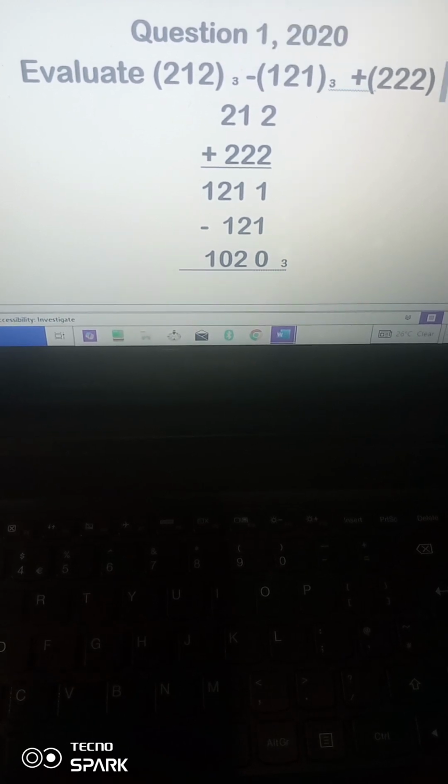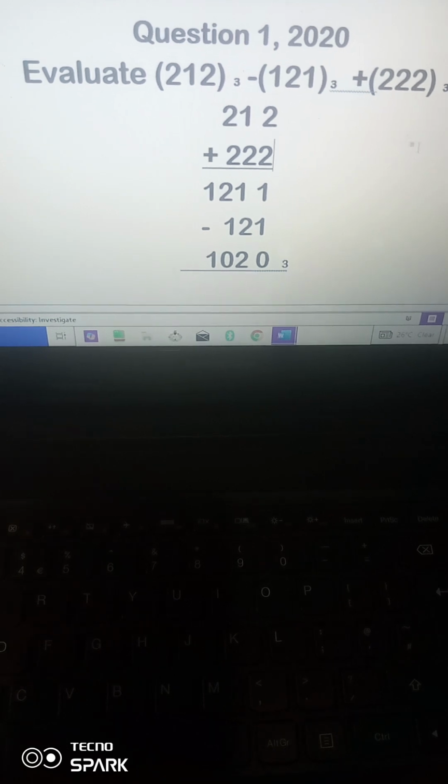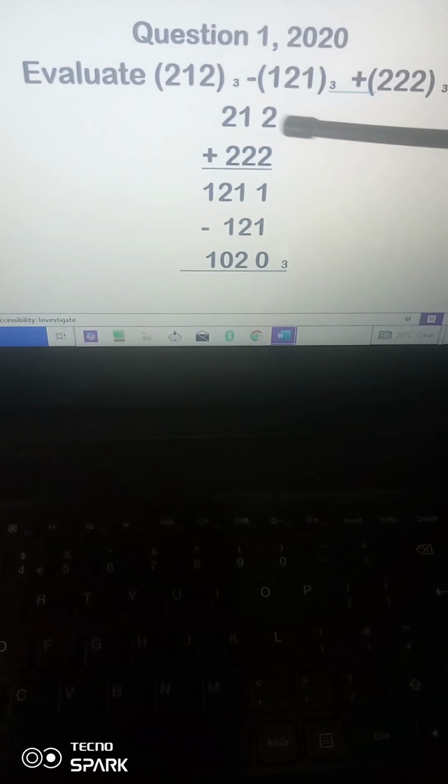Good. Now what we need to do in this question is, first of all, do addition. We have to first of all add 212 plus 222. When we arrive at our answer, then we'll subtract 121. Okay, we go.